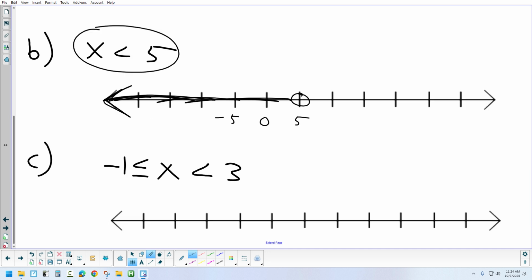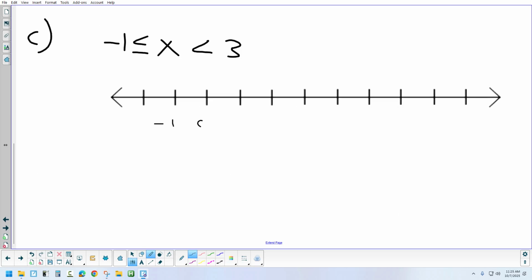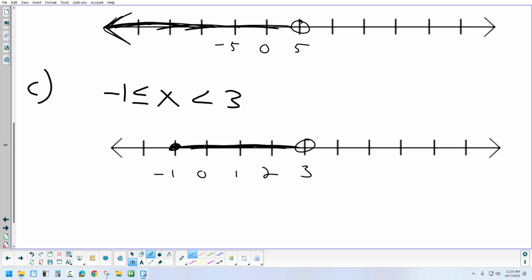And how about this one? Bounded or unbounded? Bounded. That means we're not going to have an arrow. We're going to have two circles and shade between. So we need a number line. What kind of circle do we need on the -1? Closed. And on the 3? Open. And where do we shade? In the middle, between, right? This is the interval from -1 to 3. Is it open, closed, or half open? Half open. Yep. So this is a bounded interval that is half open.